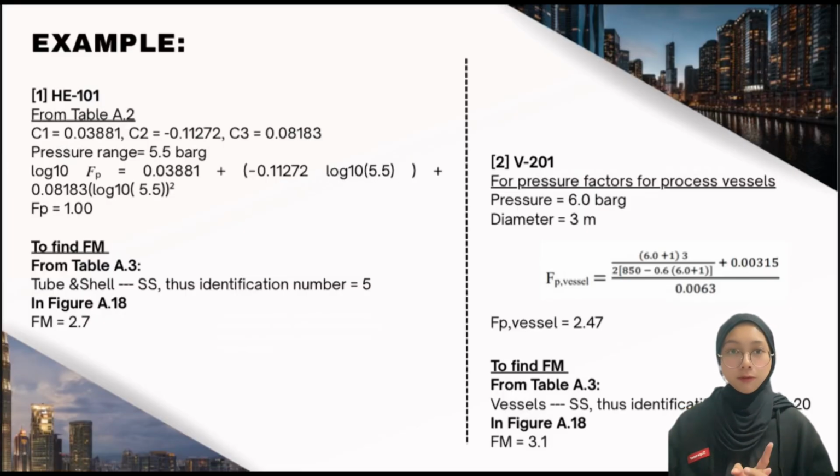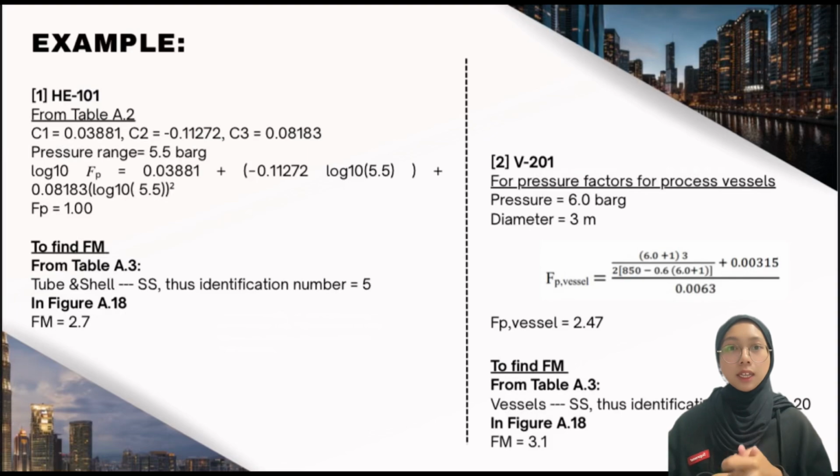Then we find the Fm. So from the table A.3, we get the information that we use tube and shell SS. SS stands for stainless steel. So the identification number is 5. So we use the value of Fm is 2.7.